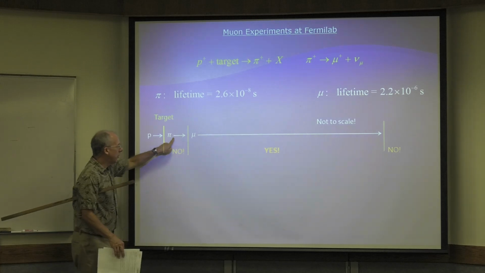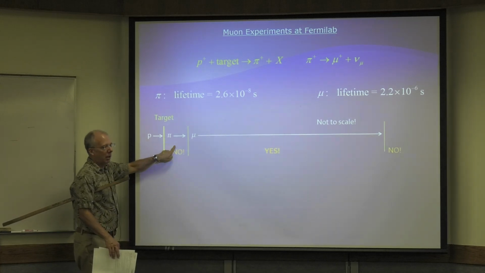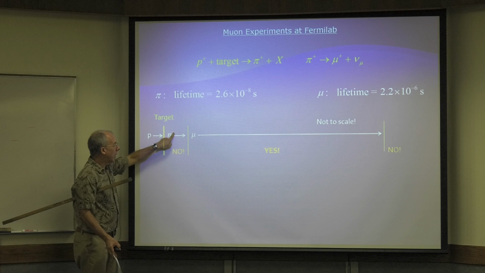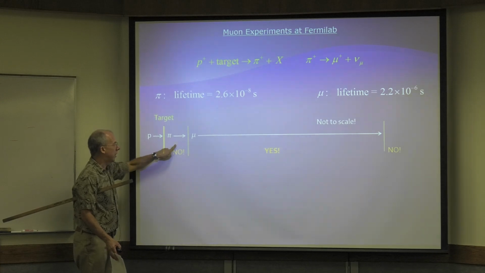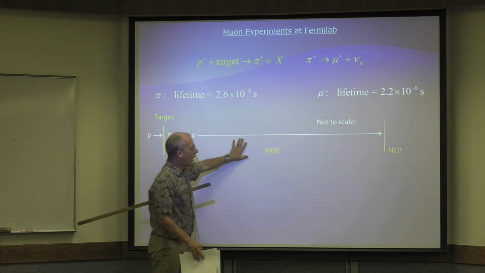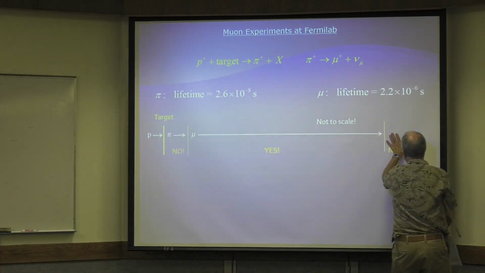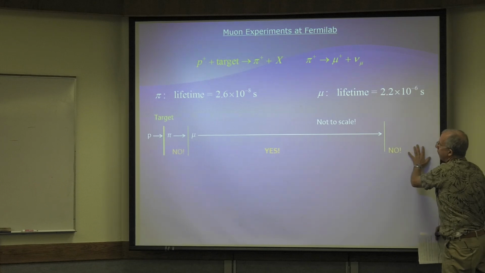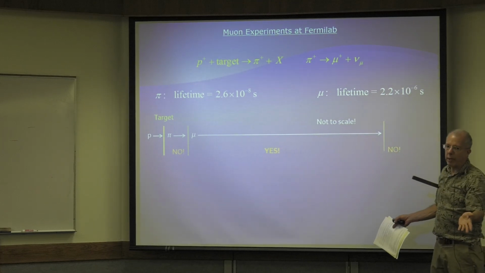So are you going to put your muon detectors here? It'd be pretty stupid, right? Because they're still pions. There are no muons here. So you don't want to build your building here. You can build it anywhere you want out here, but you don't want to build it here because by the time they've gone this far, they've decayed into something else.